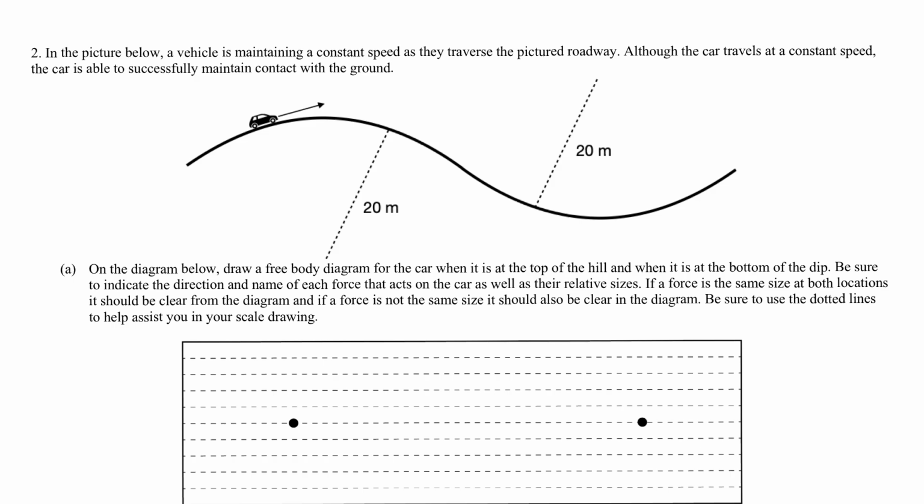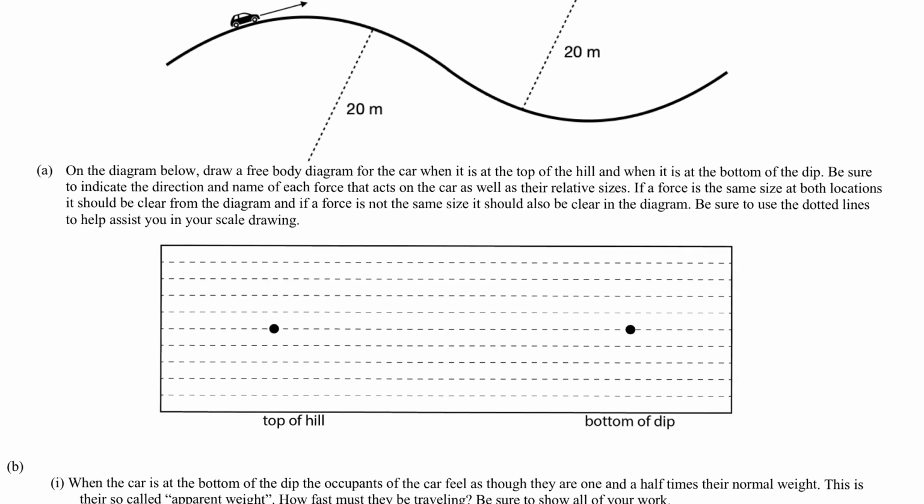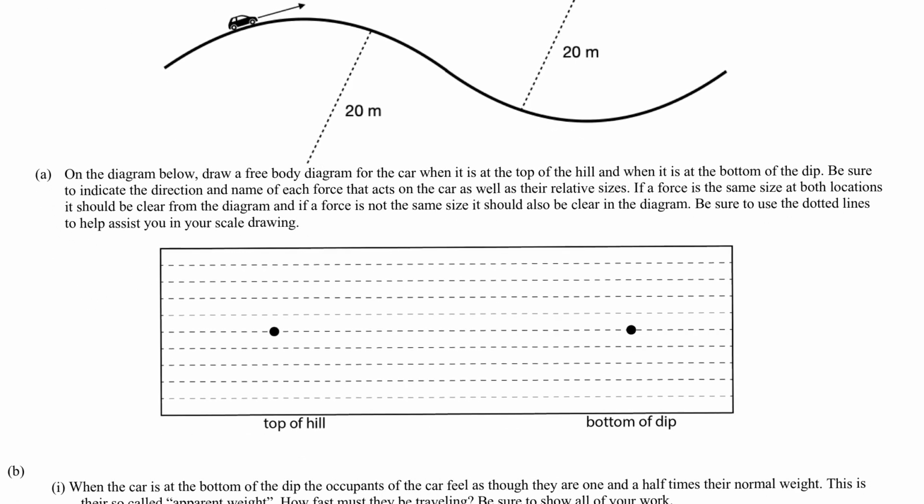On the diagram below, draw a free body diagram for the car when it's at the top of the hill and when it's at the bottom of the hill, or bottom of the dip. Be sure to indicate the direction and name of each force that acts on the car as well as their relative sizes. If a force is the same size at both locations, it should be clear from the diagram, and if a force is not the same size, it should also be clear in the diagram. Be sure to use the dotted lines to help assist you in your scale drawing.